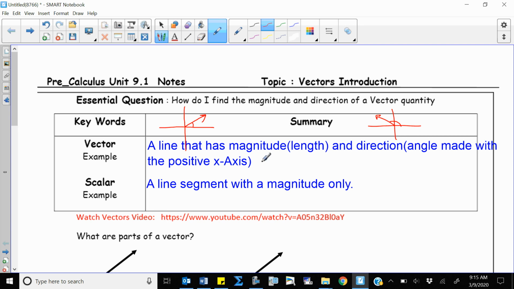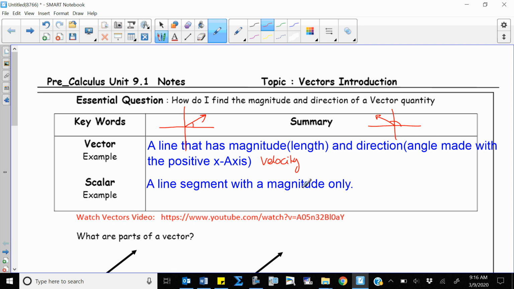An example of a vector could be velocity. For example, we'll say a car is going to the north with the speed of 50 miles per hour. So this velocity has a direction to the north and a magnitude of 50. So that's an example of a vector.